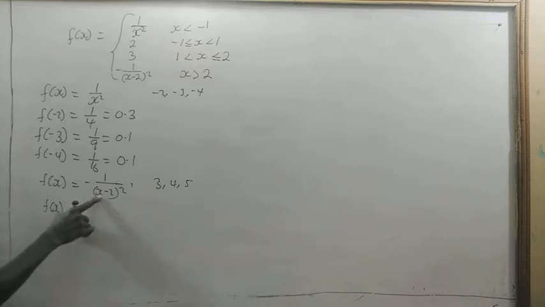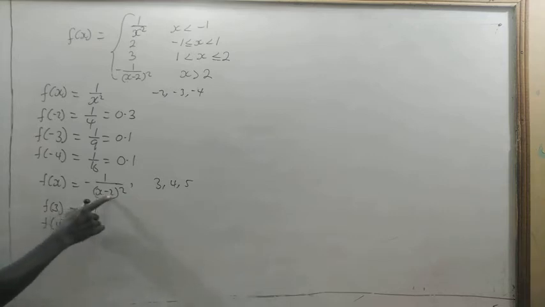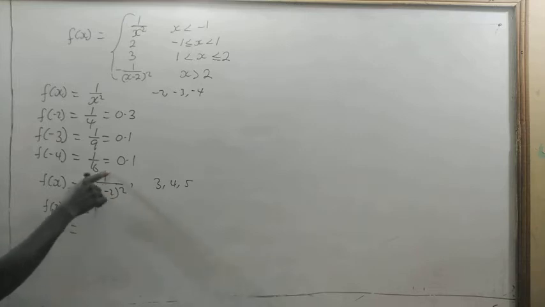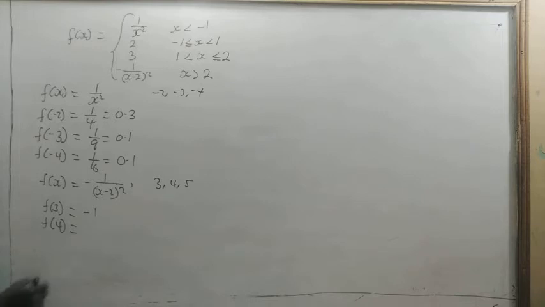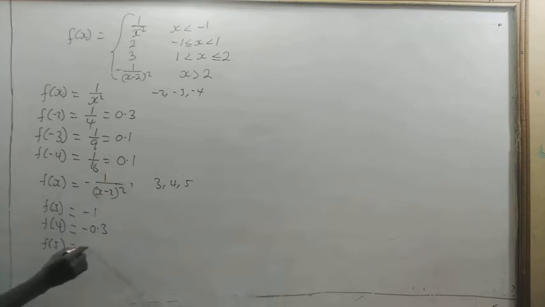If we put 3 inside, 3 minus 2 is 1. 1 squared is 1. -1 divided by 1 is -1. If we take 4, 4 minus 2 is 2. 2 squared is 4. -1 divided by 4 will give us -0.25, that is -0.3 to 1 decimal place. If we take f of 5, 5 minus 2 is 3. 3 squared is 9. -1 divided by 9 will give us -0.1 to 1 decimal place.